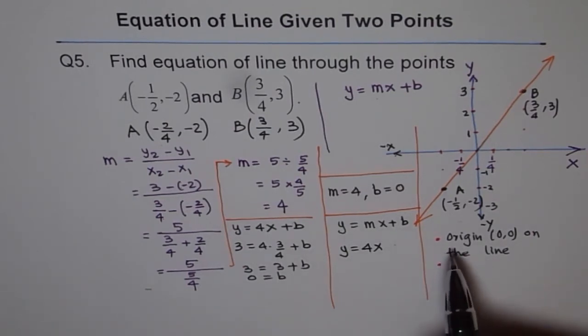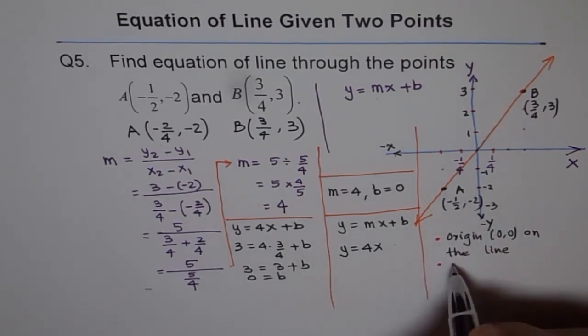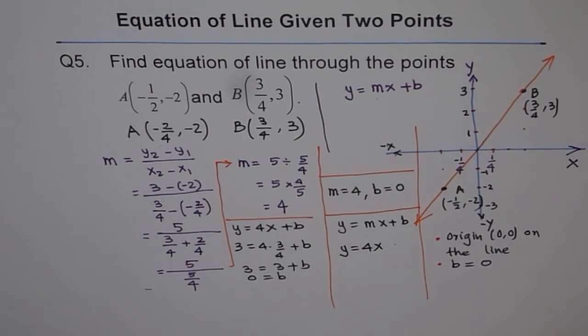So 1, the line goes through the origin. Second, b, the y-intercept is 0 for you, correct? That is what you get. And this is an application of direct variation, right? You remember doing direct variation? Direct variation is when a straight line goes through the origin, correct? That's how it is. Thank you.